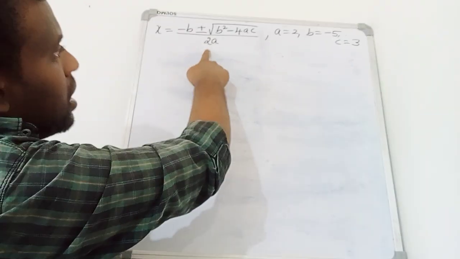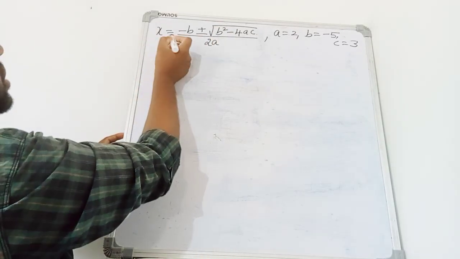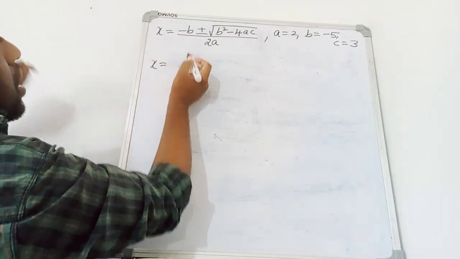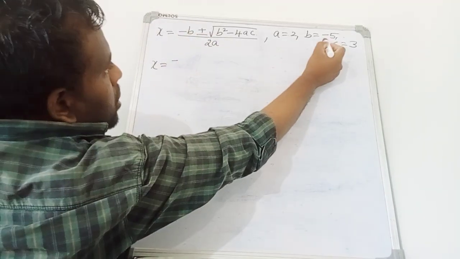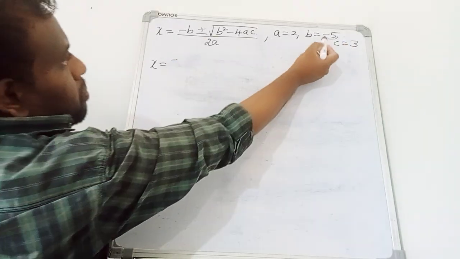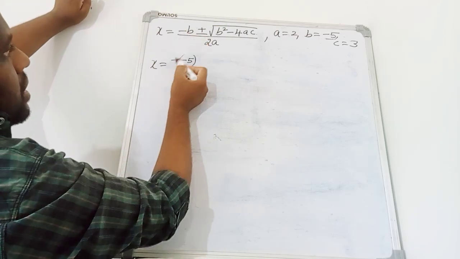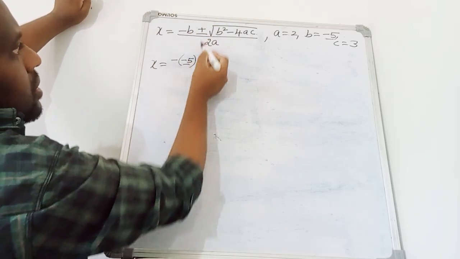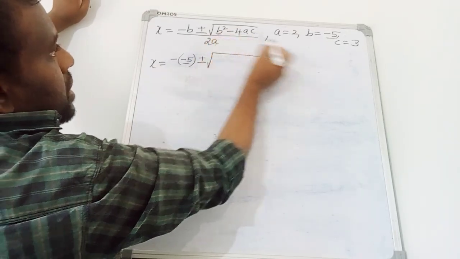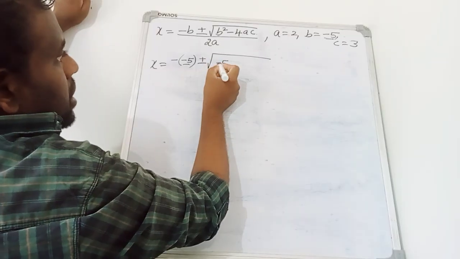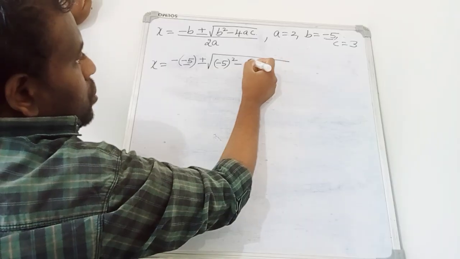Now this is the quadratic formula. Next, substitute the values into this formula. So x equals minus, this minus is fixed. In place of b we have −5, so put brackets: −(−5) ± √((−5)² − 4.